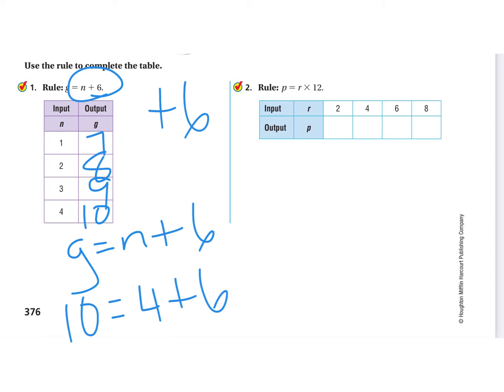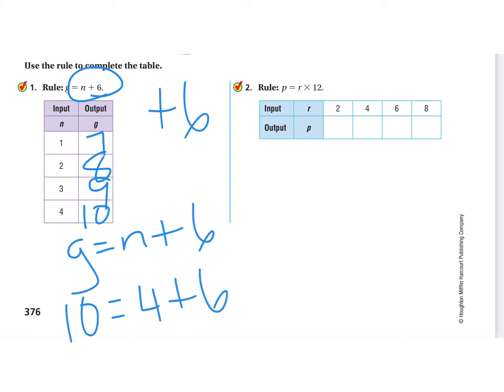The next one, I'll change colors here. I'm going to use green. So the next one looks like it's using R and P. So your input's R and your output's P. They're going to take R and times it by 12. So you're going to have to know some multiples of 12 on this one.